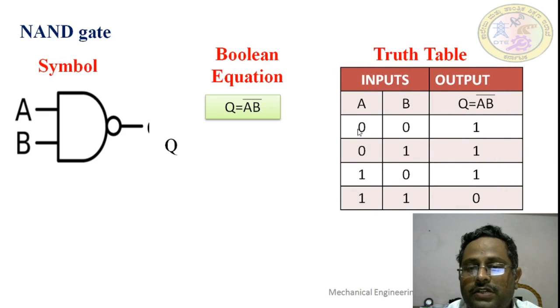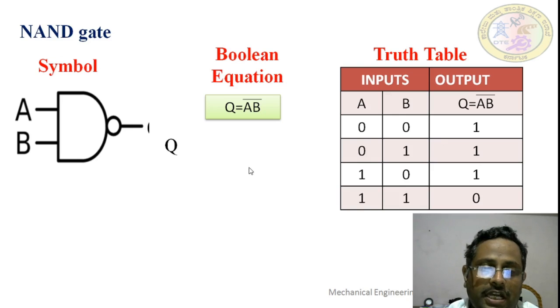If both the inputs are 1, the output is 0. If 0 0 is the input, the output is 1. 0 1 is also 1, 1 0 is also 1. This is the NAND gate. You will see in the animation.